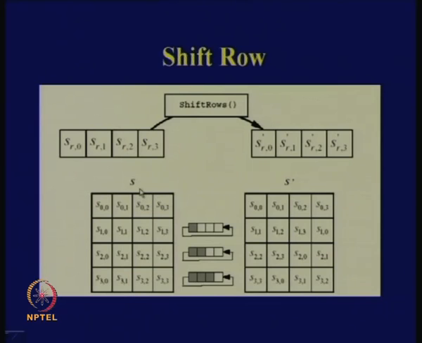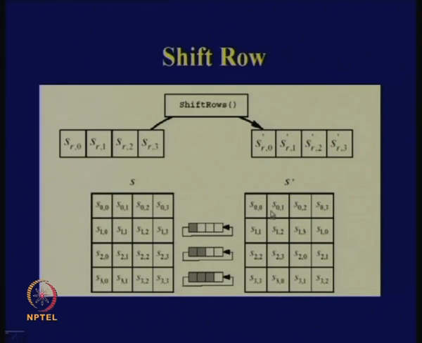Shift row is a very simple operation. So what you do is that you have got 4 rows. The first row you do not shift, and in the second row you make a circular shift by 1 step. The third row you shift by 2 steps, and in the fourth row you shift by 3 steps. Okay, and you shift them to the left.